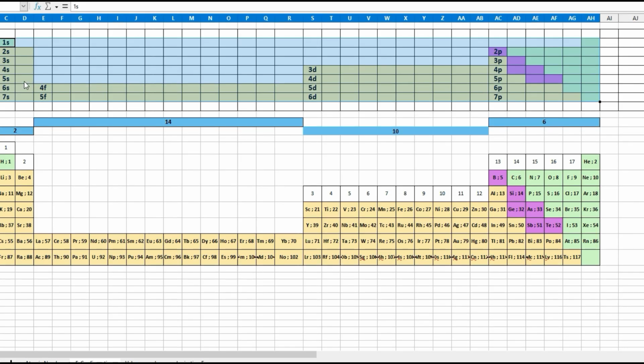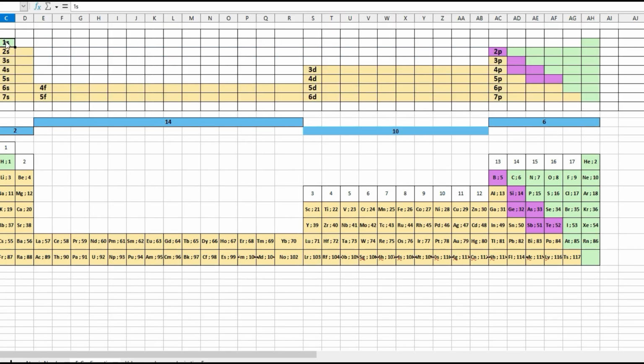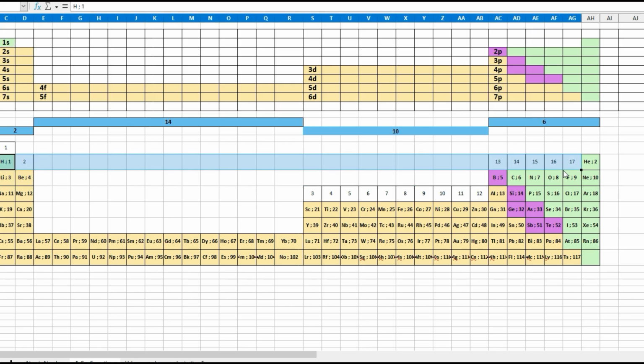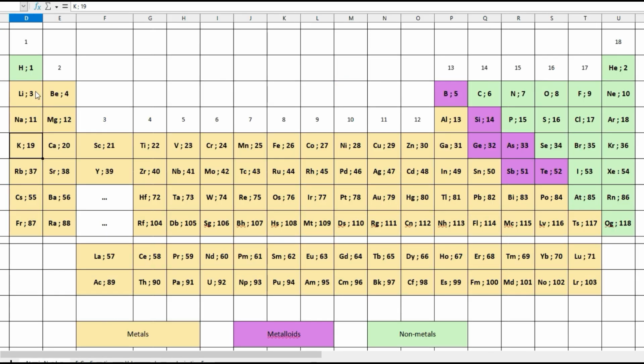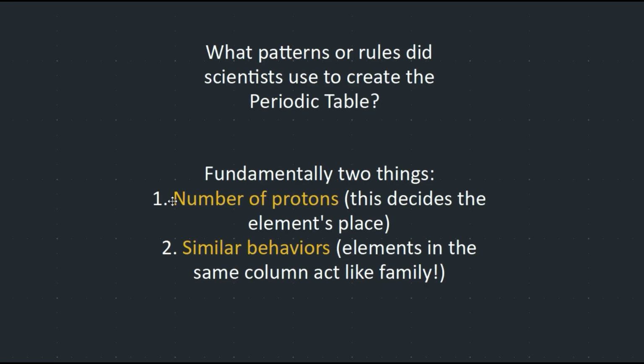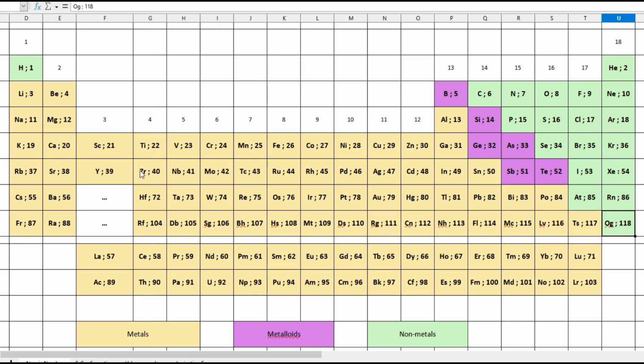What is increasing order? Over here, if I move from top left to the bottom right, in each row, going from the left side, the number of protons will keep on increasing. So here you have 1, 2, 3, 4, and here you have 5, 6, 7, 8, 9, 10, 11, 12, 13, 14, and so on and so forth, till 118. That's one of the things that the scientists have considered. But that will not give this weird shape.